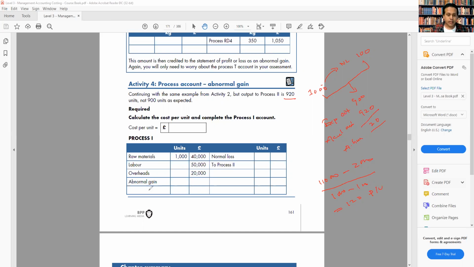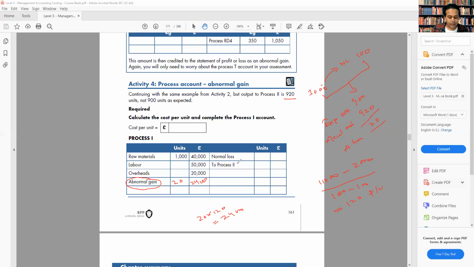Now we need to see where this abnormal gain goes this time. Remember that abnormal gain will be on the debit side. If there is a loss, that will be on the credit side. If there is a gain, it will be on the debit side. So let's have a look. 1000 raw material we put, and we can see 20 is an abnormal gain. So the value of the 20 will be how much? 20 times 120. That will give you 2400. So 2400, we write it down here.